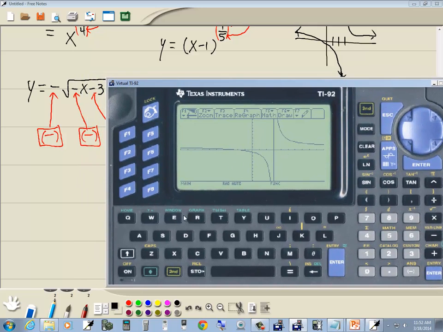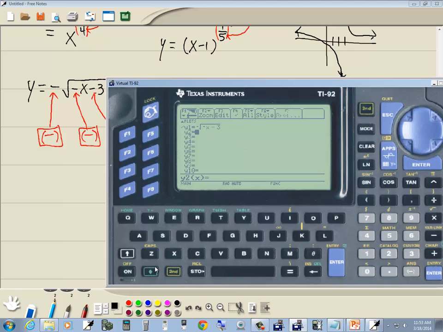So I go diamond and then W, go back to Y equals. I press my up arrow to go to Y1, press my clear. I put in a negative, which is the bottom row here, and now I want square root. A square root's above your multiplication, so I do second and then my multiplication to get square root, and it puts the beginning parentheses on there for me, and then I'll put negative x and then a minus 3, closing parentheses, enter.